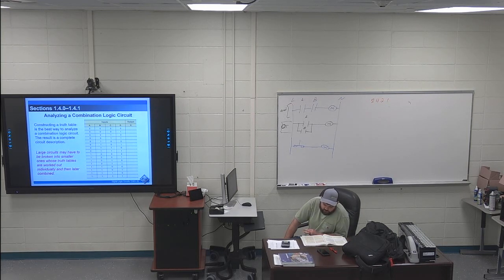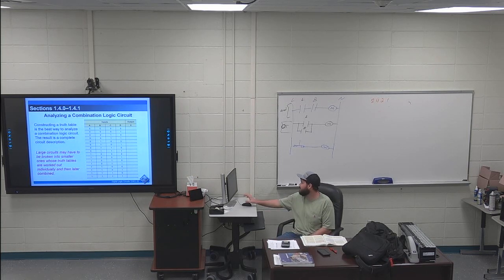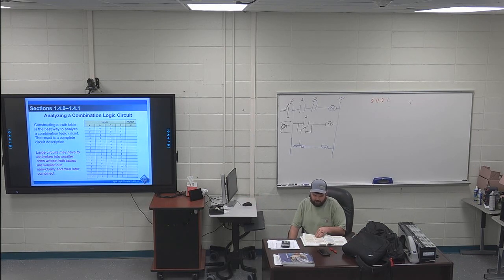This last sentence is what you want to key on. Every time you add an input, the number of rows in the truth table doubles. So if I added E, I would have 32 of these different rows because I'm doubling the number of combinations that I can have.